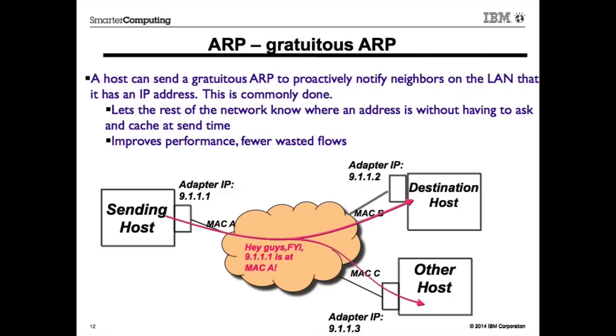On slide 12, we have the concept of a gratuitous ARP, which makes ARP more efficient. Obviously, it wouldn't be very efficient if a host had to send an ARP request every time he had a packet to forward for the first time. So in general, when a host brings up an interface with an IP address, he sends what's called a gratuitous ARP, which is just an ARP packet sent to a broadcast address to everybody else on the LAN saying, hey, everybody, I own 9.1.1.1, and here's the MAC address. And everybody caches that. Then in the future, when other hosts need to send to 9.1.1.1, they already have the MAC address cached, and they can forward it to the correct adapter.